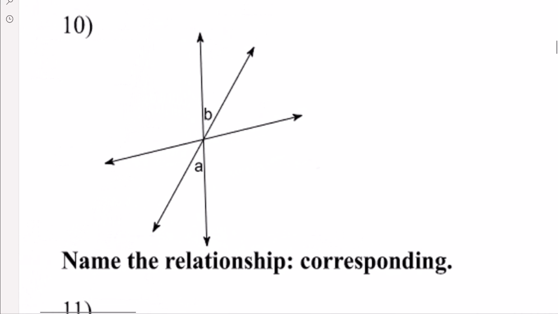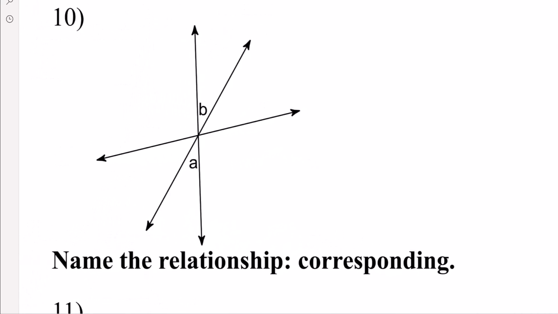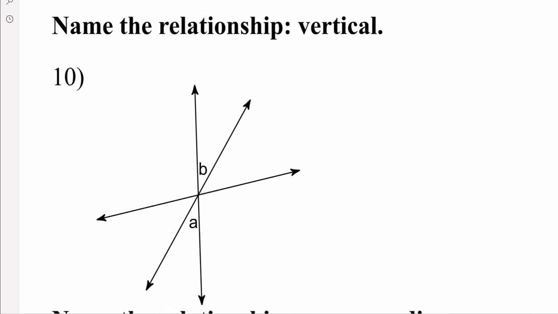Okay, now we're going to talk about vertical angles. So before, adjacent, complementary, and linear pairs shared a ray. Vertical angles share a vertex, meaning a corner. So angle B and angle A share their vertex. Okay, so they are not adjacent. They don't share a ray. They only share a vertex.